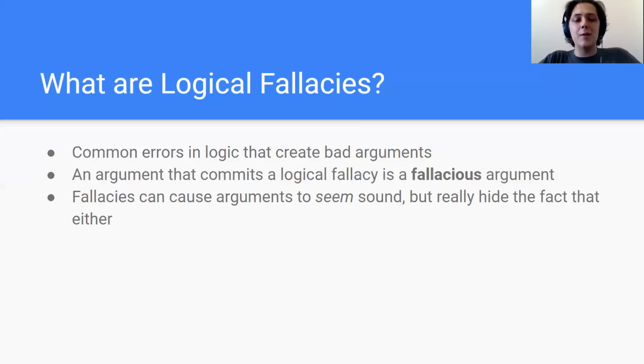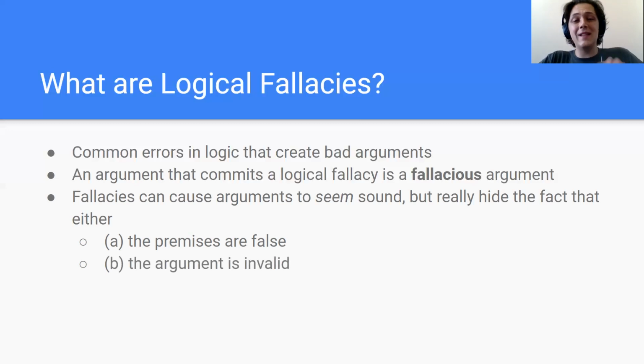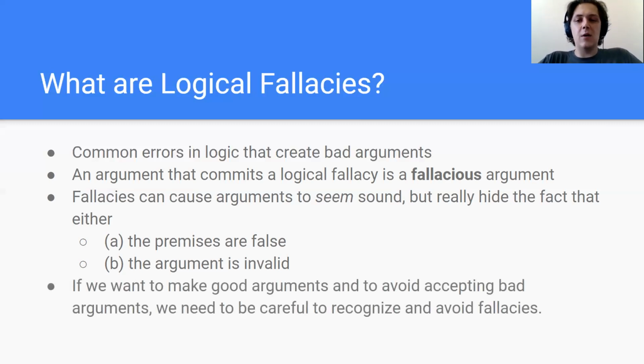A fallacious argument can sometimes seem sound. It can seem like it's a valid argument. It can seem like all the premises are true. But the fallacy really hides the fact that it's not sound. Either the premises are false, but the fallacy hides that or makes it harder to tell, or the argument is invalid and the fallacy hides the invalidity or makes it look valid. So for some of these fallacies, we can point to exactly the error that the fallacy makes, whether it's a false premise or an invalid inference.